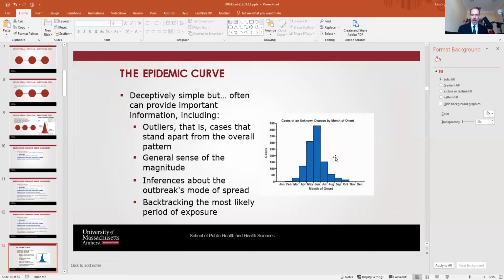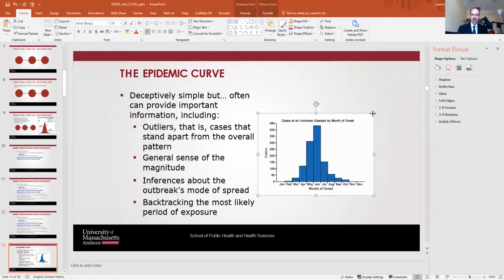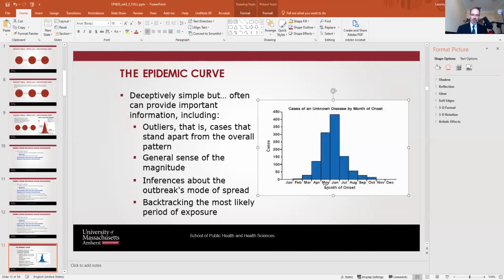So here we've got a generic disease. We don't know what this is. Here's time, month of onset, and cases over time. And it goes up, goes down, right? And that kind of goes back to what I was talking about a minute ago.